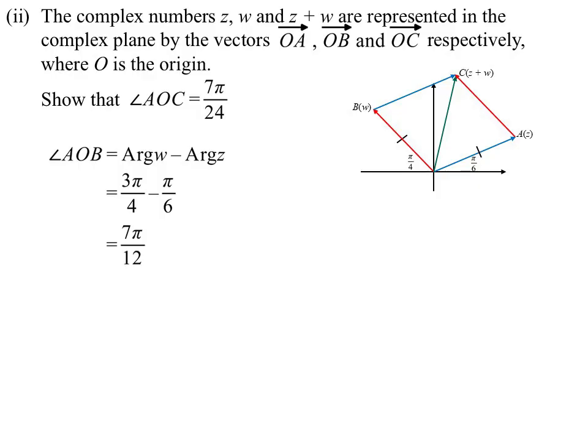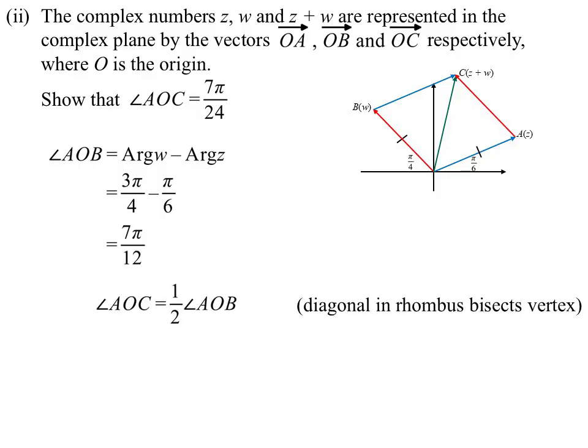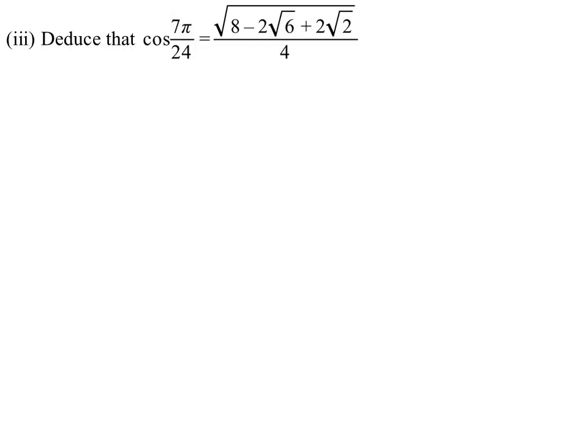What do I know about this shape? It's a rhombus. And I know diagonals in a rhombus bisect the vertex, so it's going to cut that angle in half. The angle AOC will be a half of AOB, which means it is 7 pi on 24. We've got our answer. Well, now deduce this.